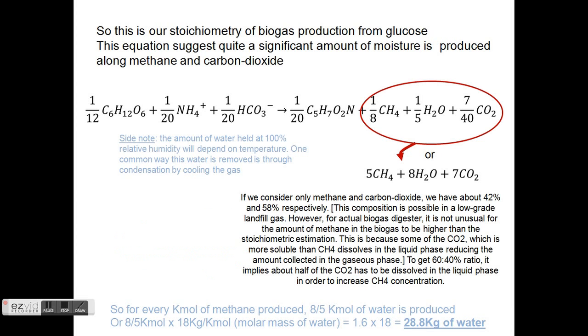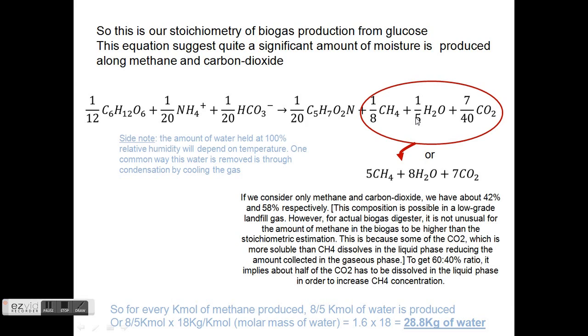Now, when we look at this equation, we would find out that the ratio is not exactly the same as the ratio we have in our question. But usually some of the CO2 dissolves in the water that's in the substrate left in the tank, so the amount collected in the headspace is usually lower, and that increases the amount of methane. But here I've just quickly calculated based on this stoichiometry, and we'll find out that we have 28.8 kg of water.